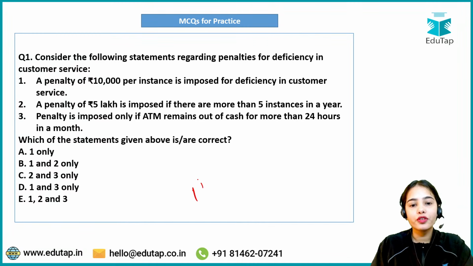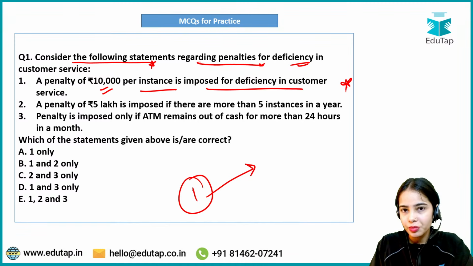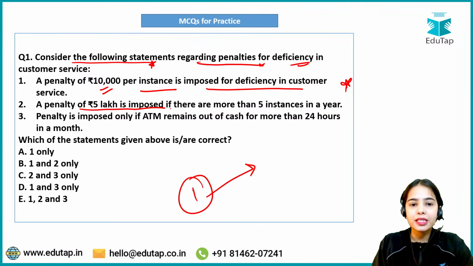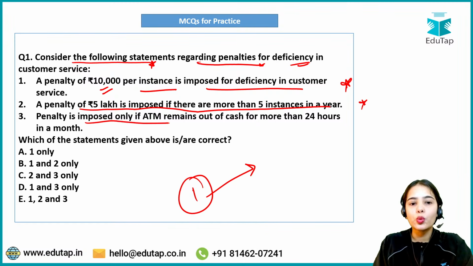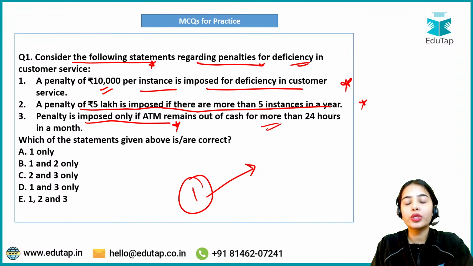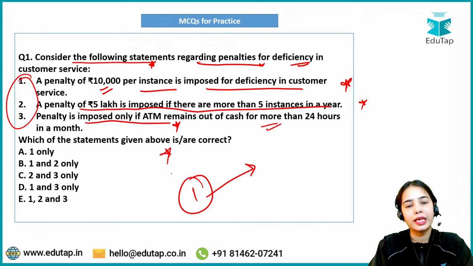Chalo. Now this is the first question. I hope you will be easily able to answer this question. Consider the following statements regarding the penalties for deficiency in customer service. A penalty of 10,000 per instance is imposed for deficiency in customer service. A penalty of 5 lakh is imposed if there are more than 5 instances in a year. Penalty is imposed only if an ATM remains out of cash for more than 24 hours in a month. So which of the above statements is or are correct, that you have to tell.